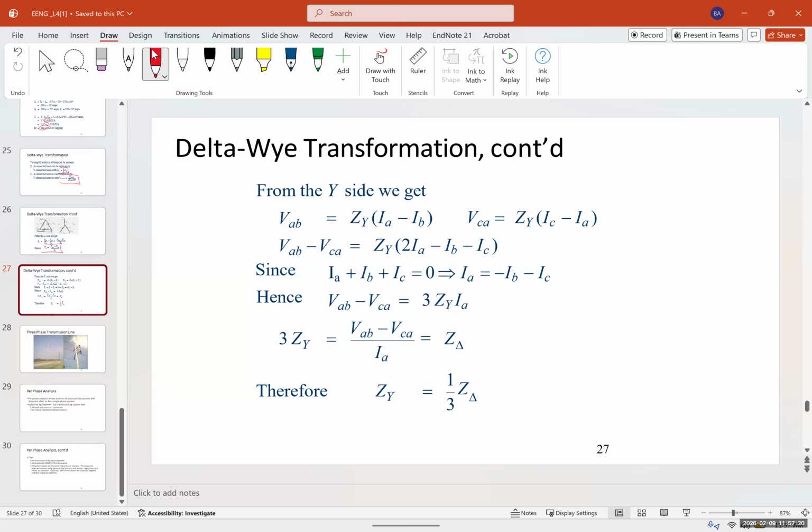Since the sum of all the currents is 0 in a balanced system, IA would be equal to negative IB minus IC. Hence, VAB minus VCA gives us 3 ZY IA. So 3 ZY is going to be equal to VAB minus VCA over IA, which gives us Z delta. Therefore, ZY is equal to a third of Z delta, same as mentioned in the previous slide. So ZY is a third of Z delta.